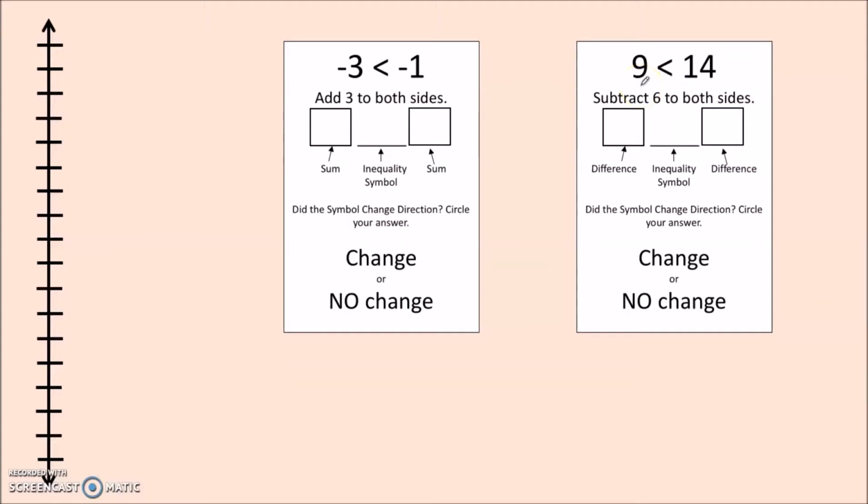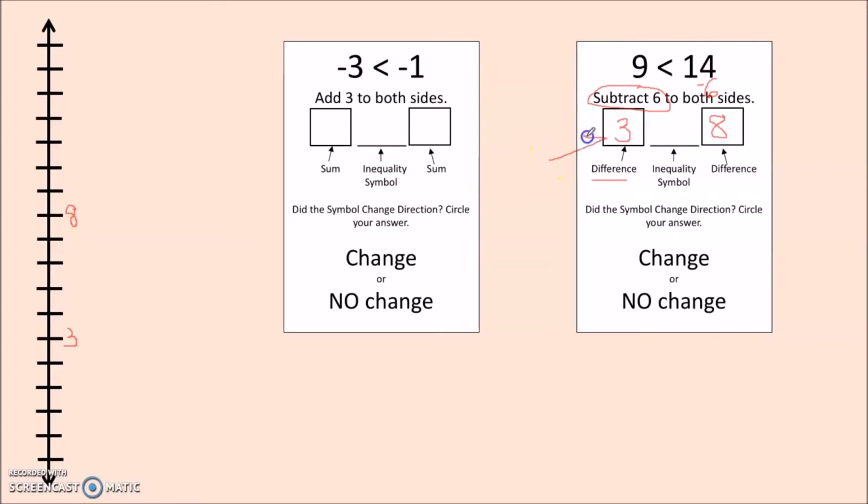9 is less than 14. We're going to subtract 6 from both sides. 9 minus 6 gives us a difference of 3. 14 minus 6 gives us a difference of 8. On the number line, I'll record a 3, and then I'll count 4, 5, 6, 7, and record an 8.